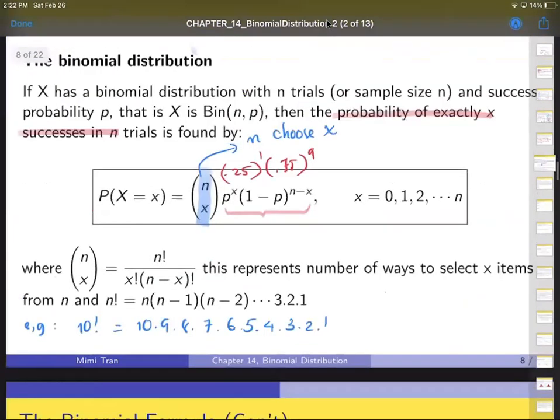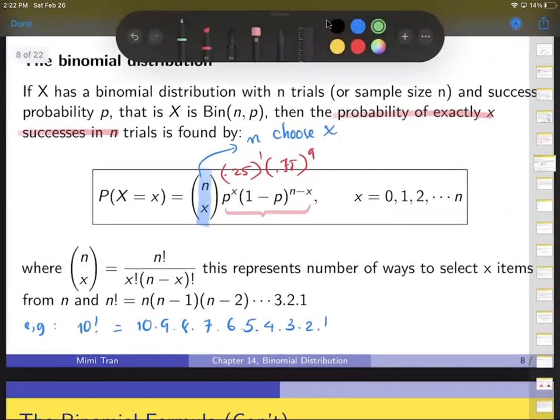If I were to plug into the formula, 10 choose 1. X is 1. Remember, x is 1. So 10 choose 1. Maybe I'll use green here. 10 choose 1, and then the probability of success is 0.25, raised to x, which is 1. Then 1 minus p, which is 0.75, raised to the n minus x, which is 10 minus 1, is 9.